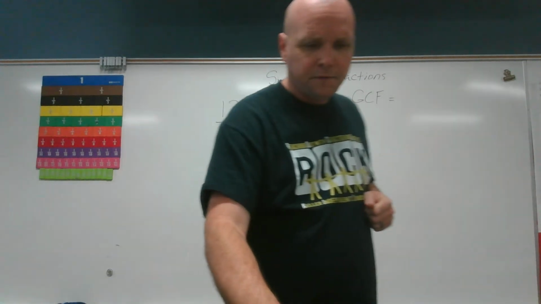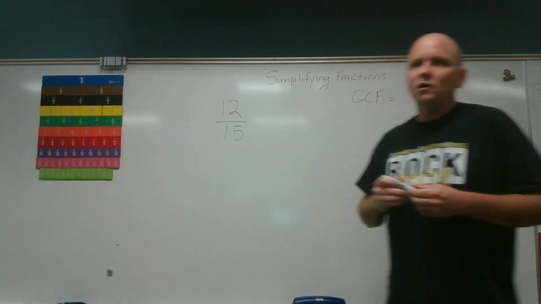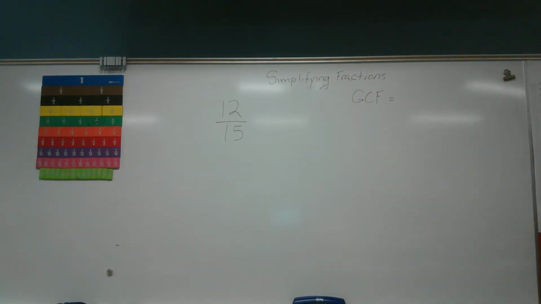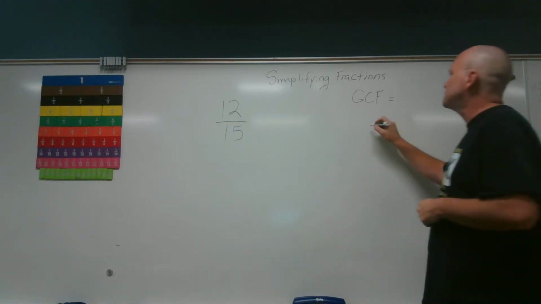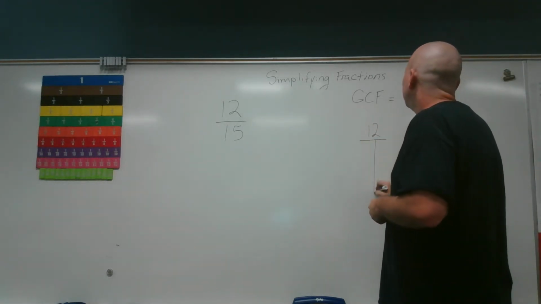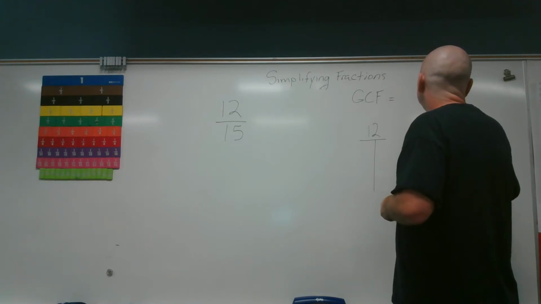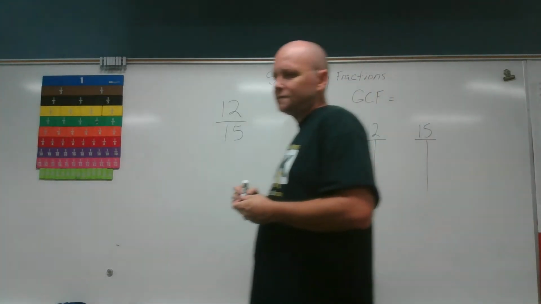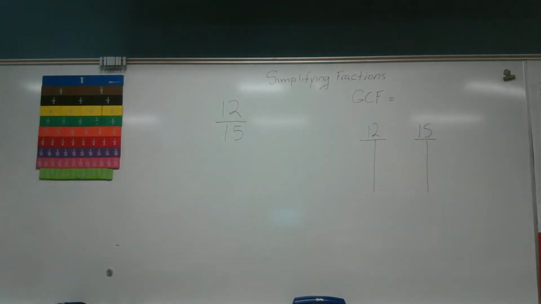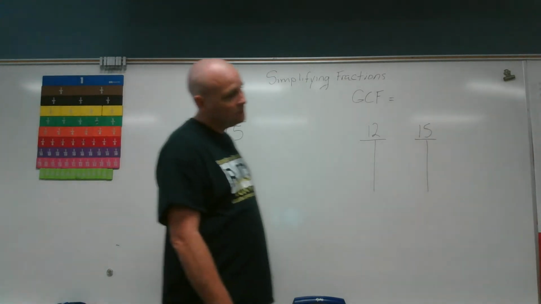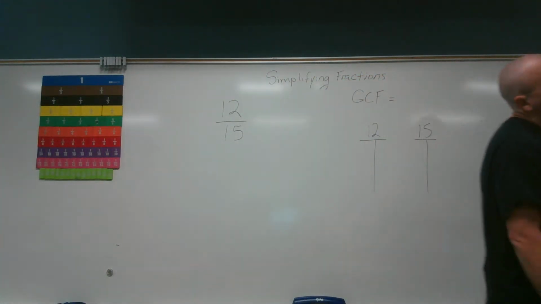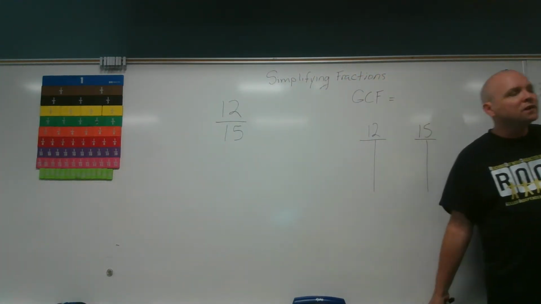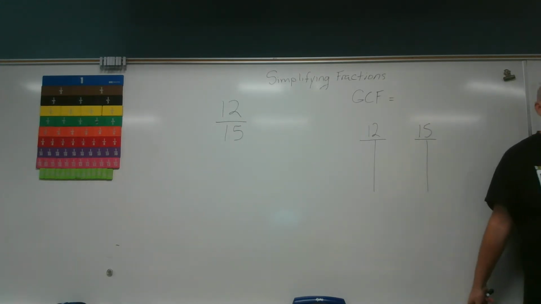Let's look at 12 fifteenths. Noah, what is the first thing we do? You find the greatest common factor. Good, we find the greatest common factor for 12 and 15. If you keep these and you don't erase them every time, some of them may appear again. You may see 12 or 15 on the in-class assignment we're going to do, maybe.